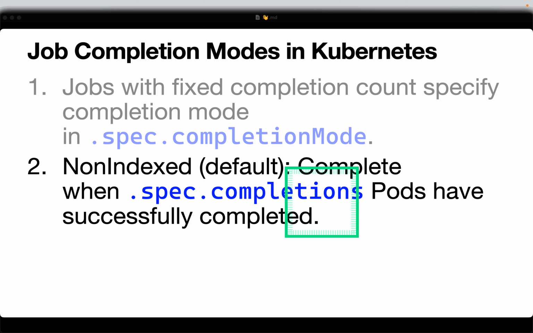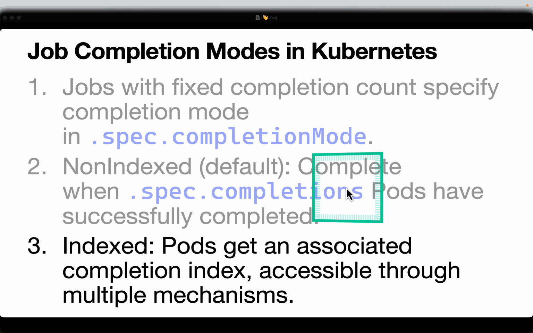Jobs with a null value in spec.completions are implicitly NonIndexed. So this is the default, and if you don't specify any value, which is null, it automatically becomes NonIndexed. And then we have Indexed. In Indexed mode, the pods of a job receive an associated completion index from 0 to spec.completions - 1. So if you have 5 in spec.completions, it will be 0, 1, 2, 3, 4, up to the last minus 1.